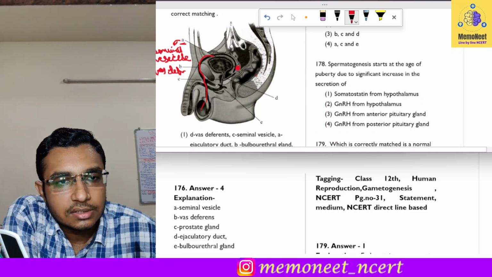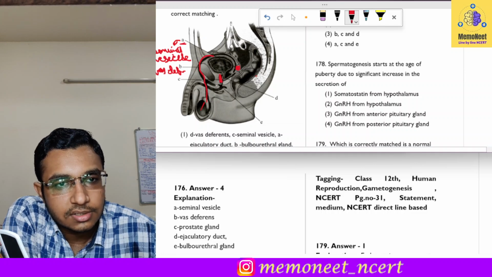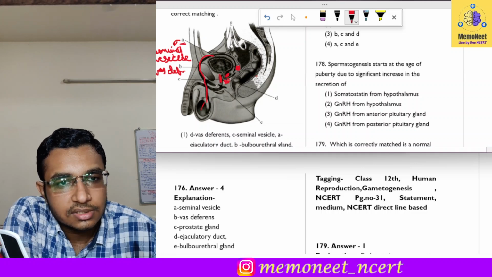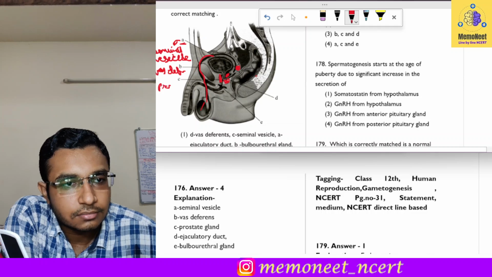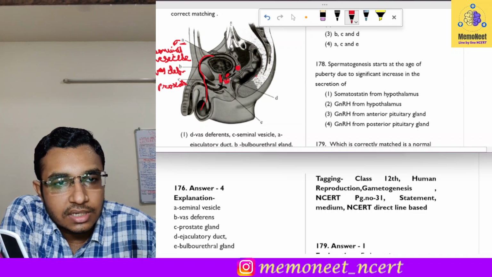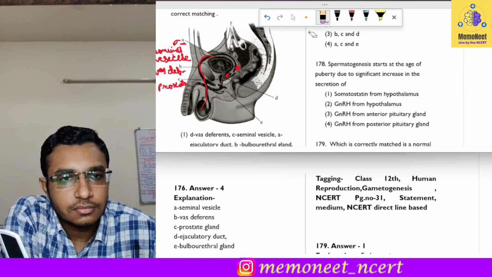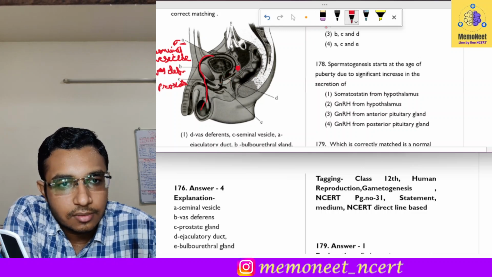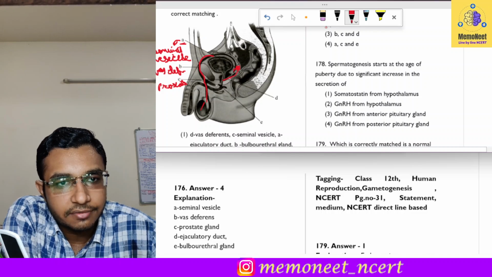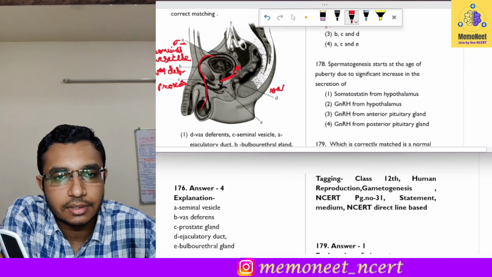Next is C. So C is over here. So this is C. As you can see, it is labeled like this. So this C is the prostate gland. Next is D. So D is this duct which is coming from the seminal vesicle. So this duct which comes from the seminal vesicle joins the vas deferens over here. So this combined duct from the vas deferens and the seminal vesicle is called the ejaculatory duct.